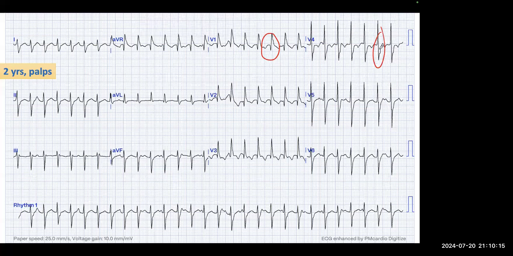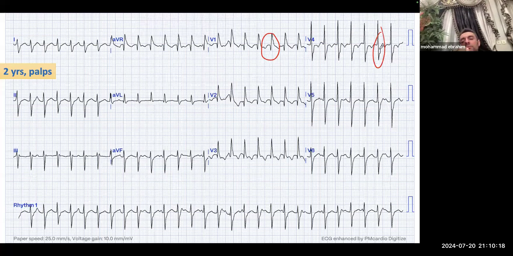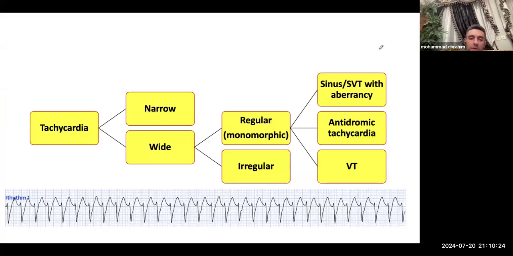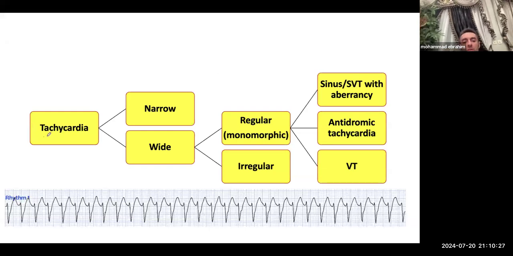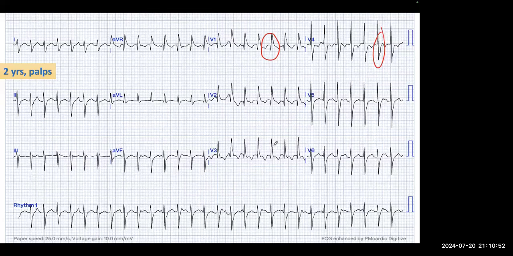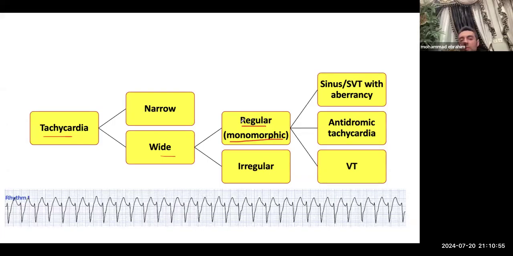Regular. Regular. Nice. Do you want to say anything else? So it should be VTAC or supraventricular tachycardia with aberrancy. Okay. Fair. So now we are tachycardic, we are wide, right? Then regular. Furthermore, you can say it could be monomorphic or polymorphic. In this case it was more monomorphic, right? Right. Okay. It's tachycardia, wide, regular, and monomorphic.